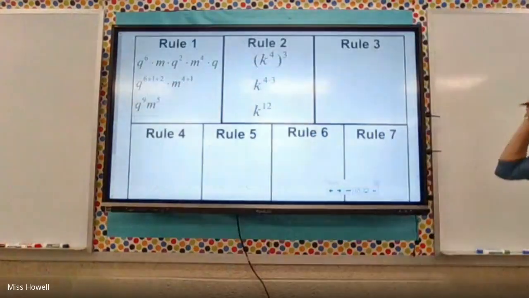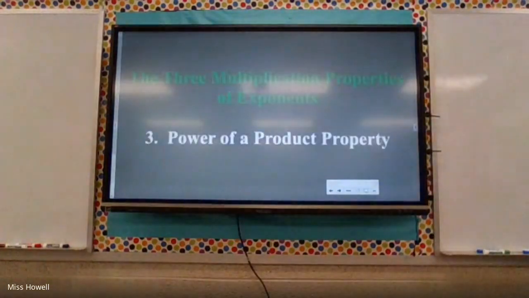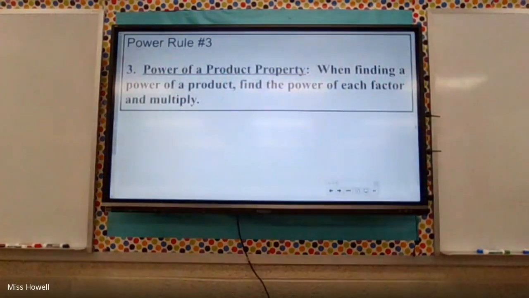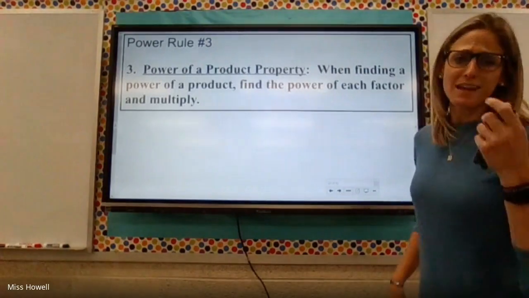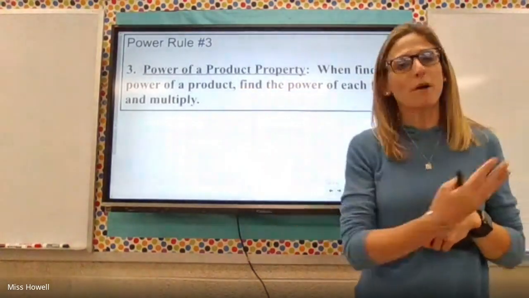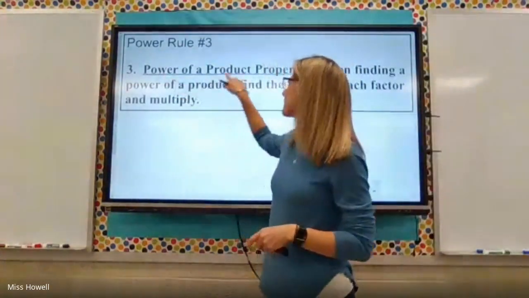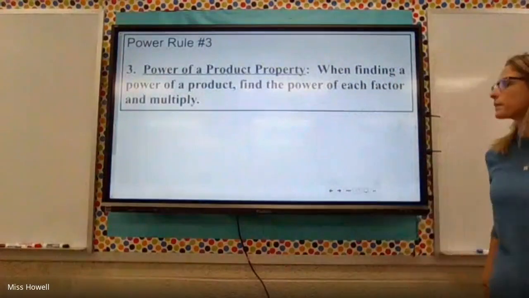So our goal for today is to add in rule number 3, which is a power of a product. Power of a product. Again, the vocab kind of helps me here, because I'm going to have a power that's on an item that is all multiplication. So I have a power on something that's all multiplication. How do I go about simplifying?